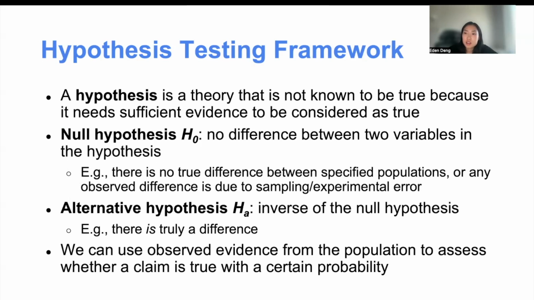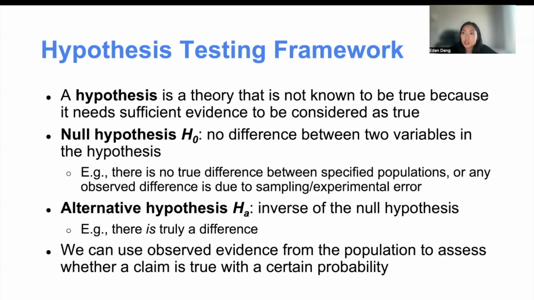So hypotheses are going to be mathematically written as an equation or an inequality involving our variables of interest. And there's two forms of the hypothesis. There's the null hypothesis and the alternative. And the relationship between these two is that they are contradictory claims. So in other words, if the null is true, then the alternative must be false and vice versa.